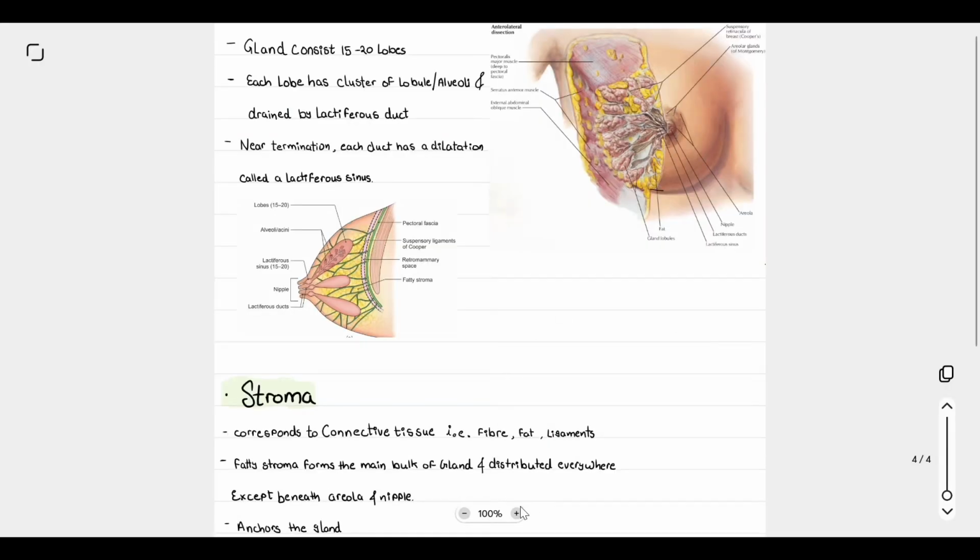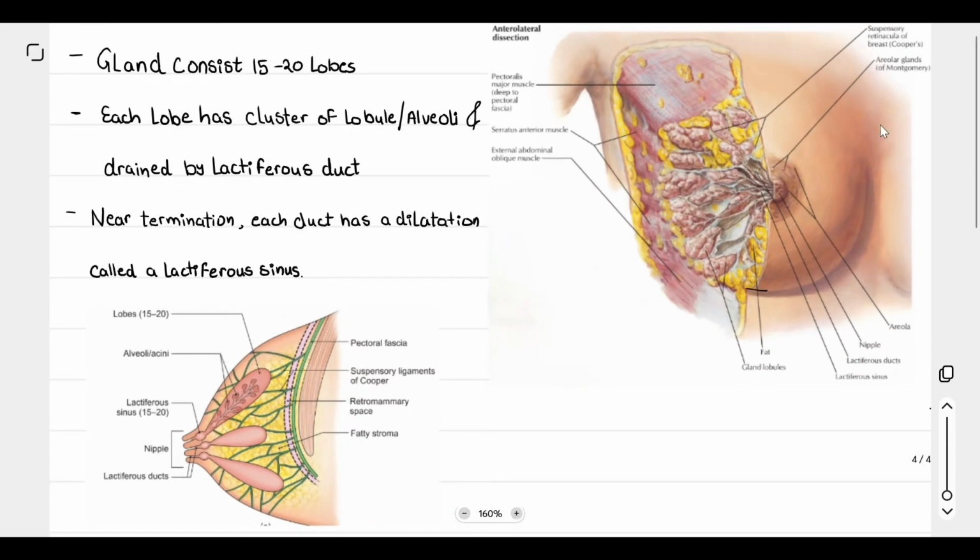I'll show you the picture of this in a minute. So this is the skin. This is the skin which presents with features like nipple. This is the nipple, and this is the areola. This darkened skin is the areola, and the nipple is pierced by 15 to 20 lactiferous ducts. So these are lactiferous ducts, which drain the milk from these mammary glands.